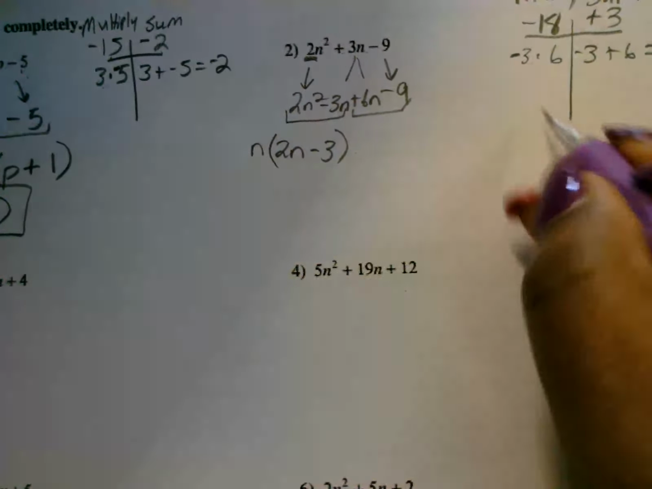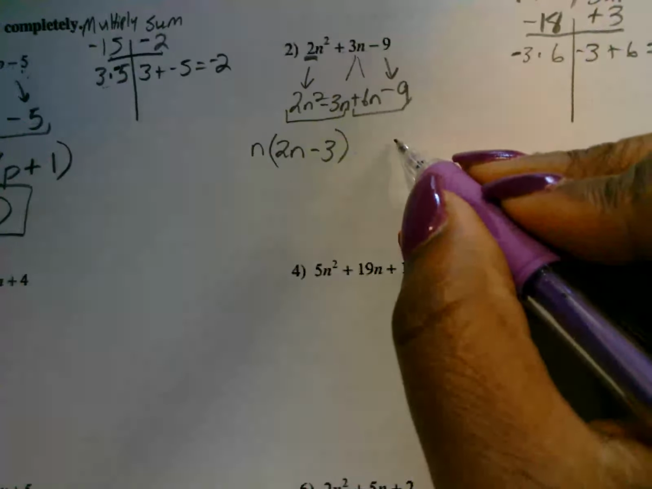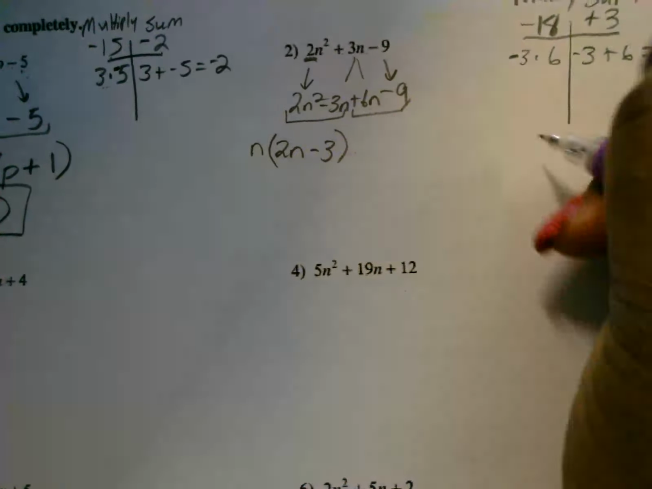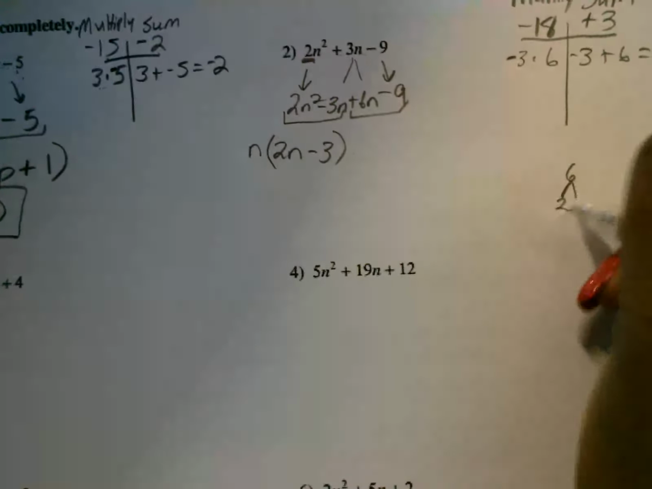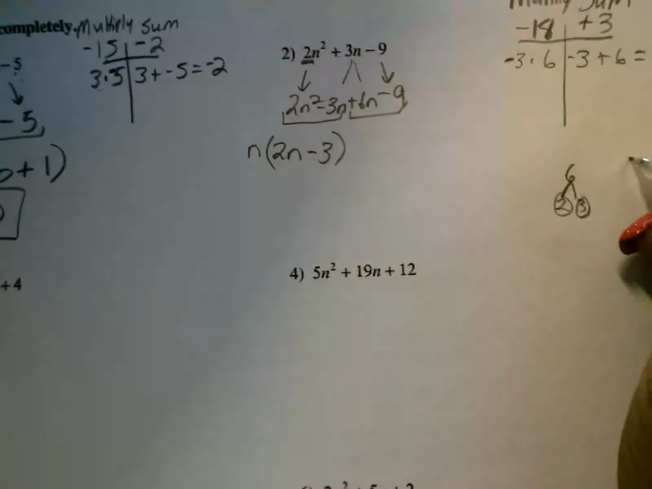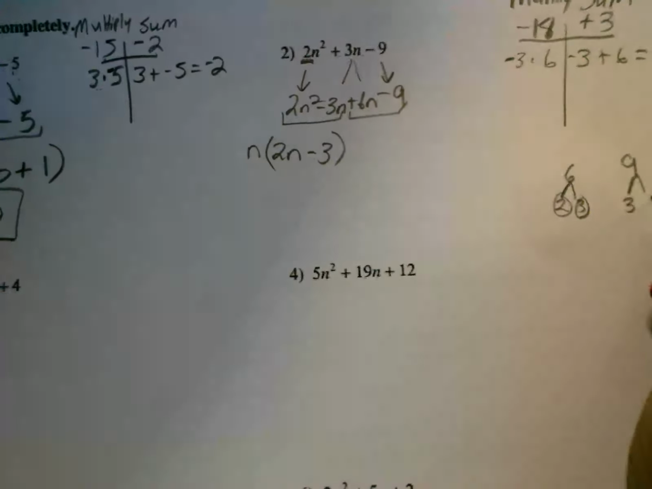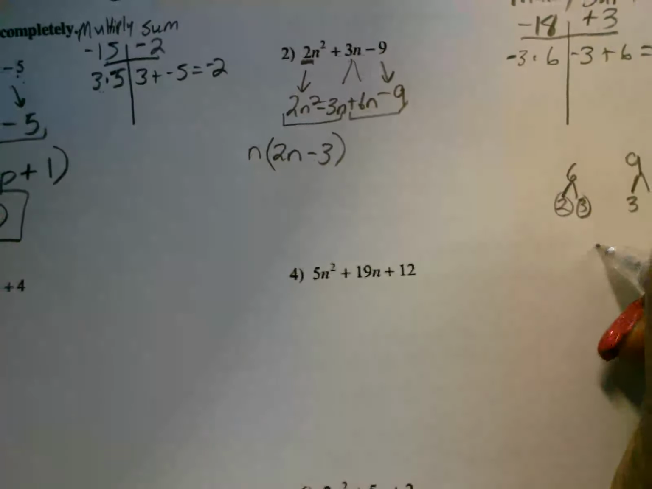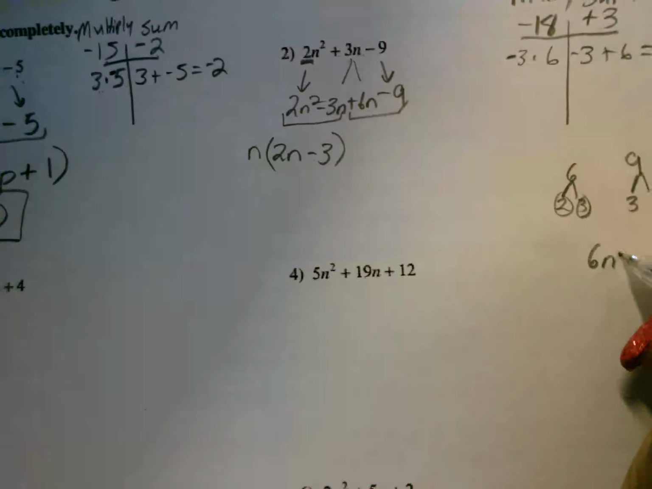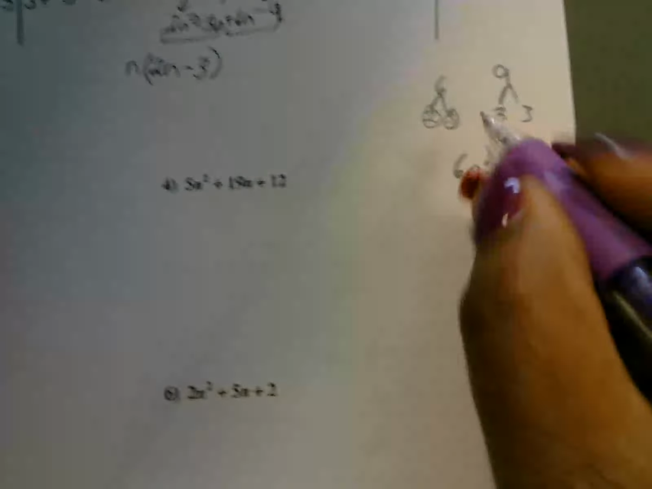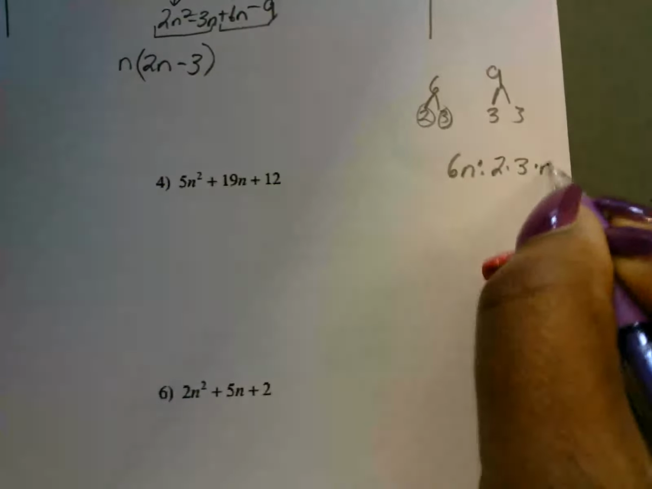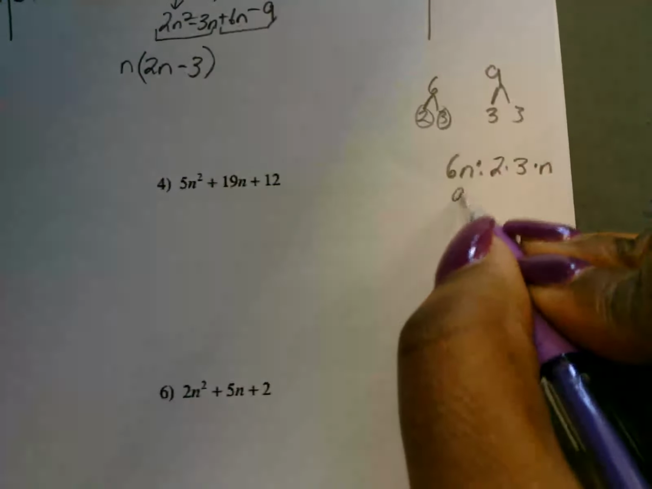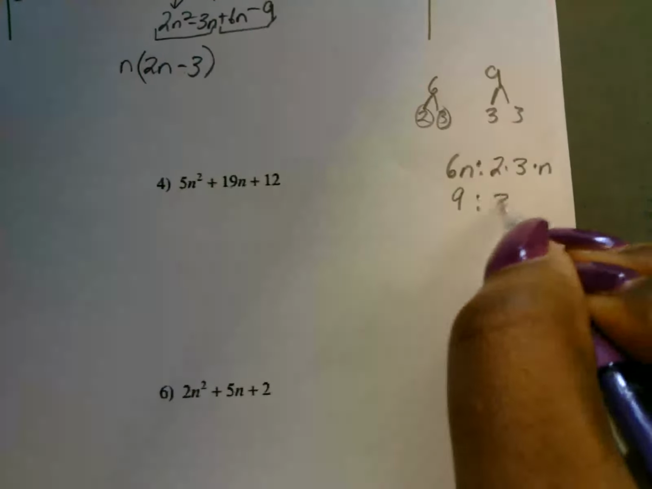You can draw factor trees of them both, like we did in class. You could draw a factor tree of 6 and break that down to 2 times 3. You draw a factor tree of 9 and break that down to 3 times 3. So out to the side, you have 6n. The prime factorization for 6n from least to greatest is 2 times 3, then times the n. The prime factorization for 9 is 3 times 3.